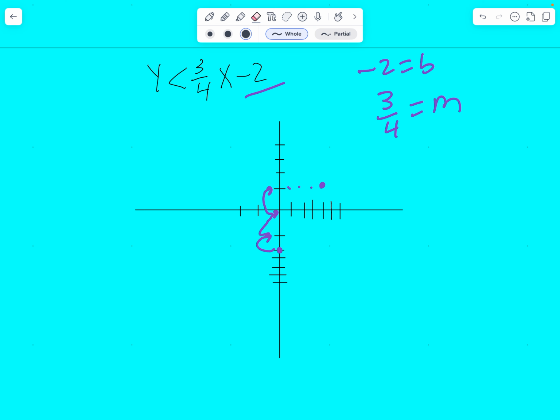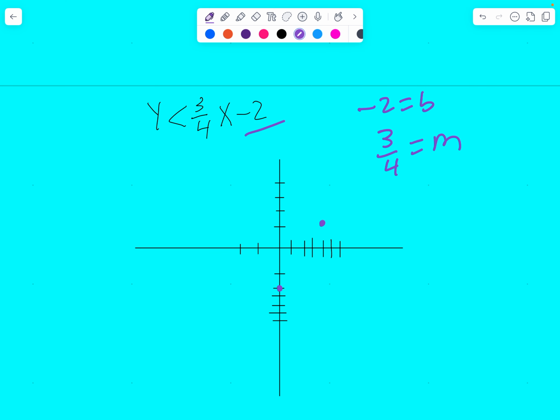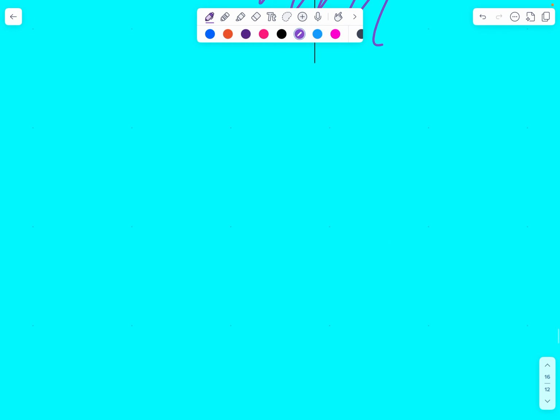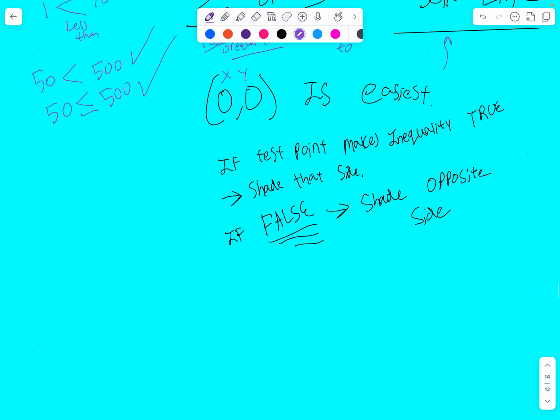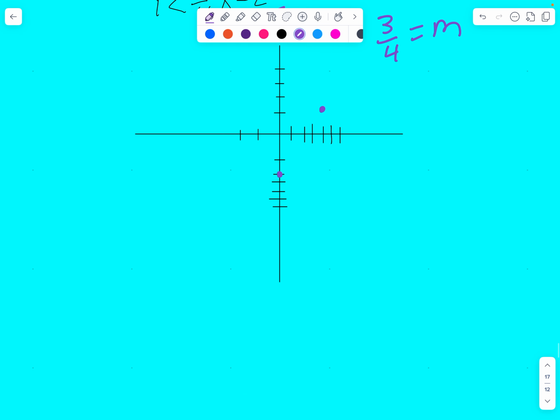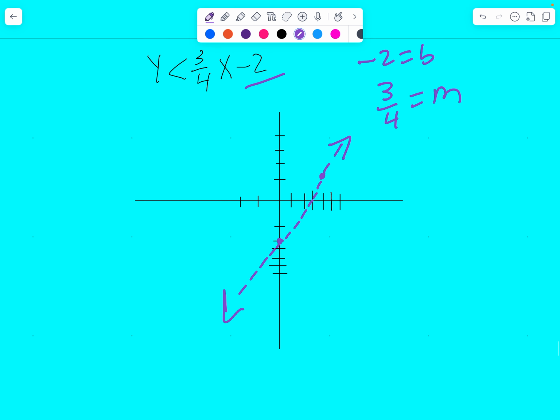Let me just delete the other dots and arrows so y'all don't get confused. There we go. And I have a less than sign. Is that a dashed line or a solid line? Let's take a look. Hopefully you guys are picking up what I'm putting down. It's a dashed line, right? So let's make it dashed. Okay, great. That's your graph.